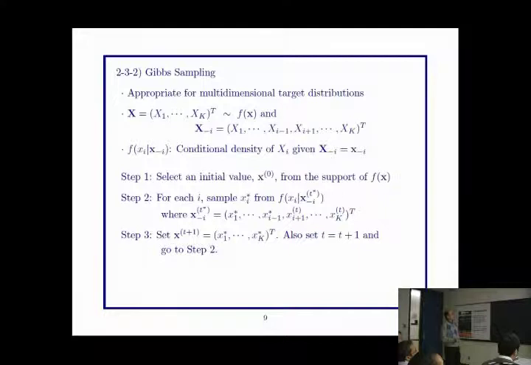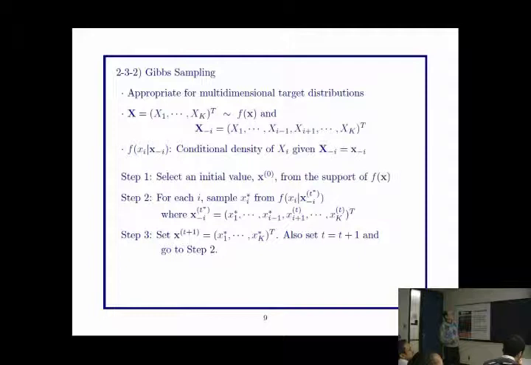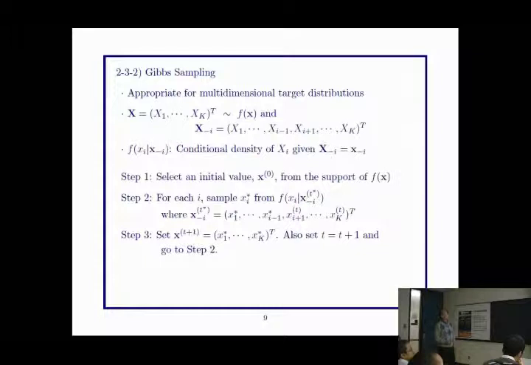Then, this is the observation to generate. Now, x minus i, that is exactly the same but we exclude the ith component. Okay? Then this is the conditional density given this vector. Okay? So basically, this is the univariate density. Okay? Then first we start with an initial value from any point in the support. And in the second step, for each i, we take a sample from this conditional density.